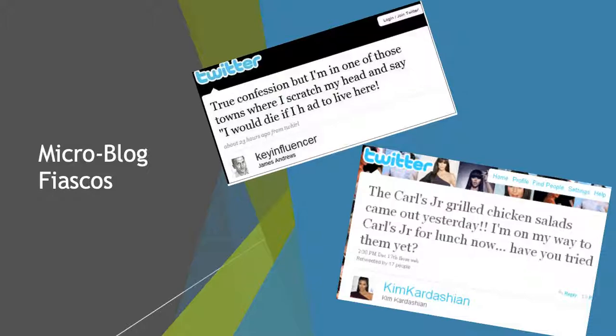Now, the second case study that she mentions is what she calls microblog fiascos. So these are just tweets on Twitter that posed ethical problems. And why this is important is because she focuses on single tweets, right? This idea that a single tweet can actually be unethical communication, even though it seems so inconsequential, even though it seems so ephemeral.